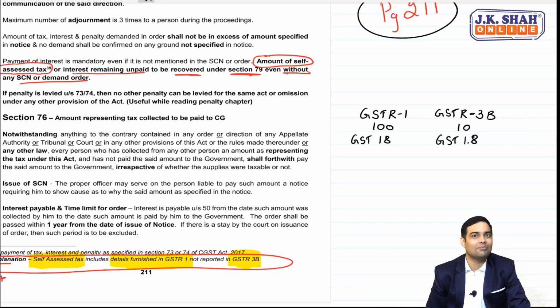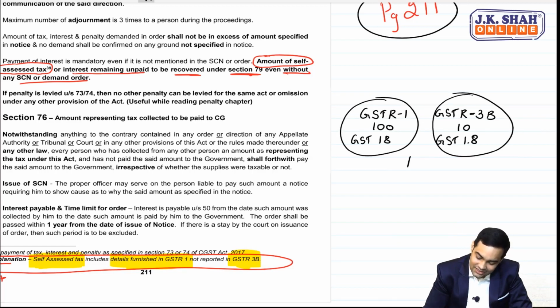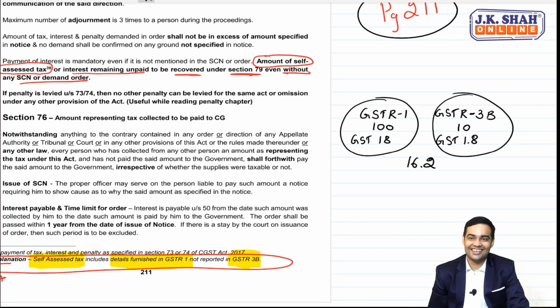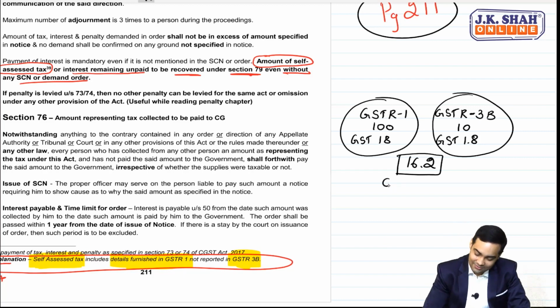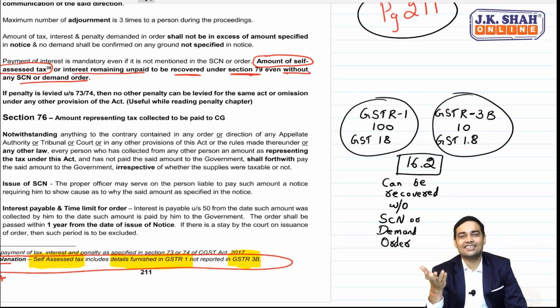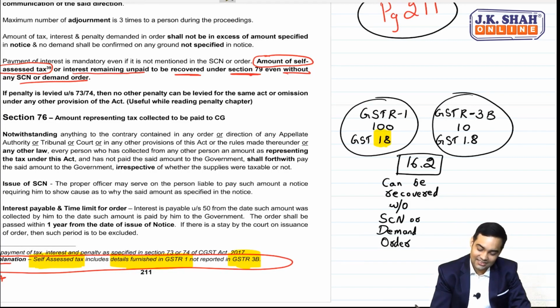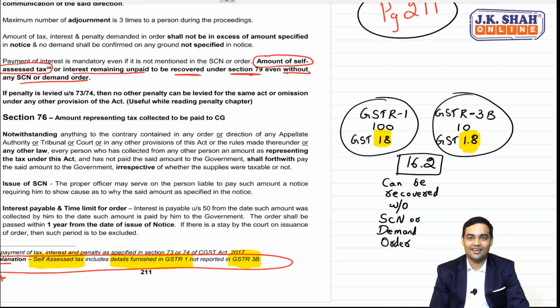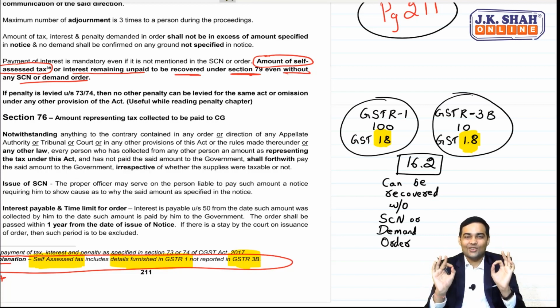Really smart. Now government will come up and recover directly without issuing show cause notice. Can you see? I have short paid tax of 16.2 rupees. In GSTR 1, I reported 100. In GSTR 3B, I paid tax of 1.8. There's a shortfall of 16.2. This 16.2 can be recovered without show cause notice or demand order. Direct recovery can be initiated because government is saying this is nothing but self-assessed tax. You had only said that your tax is 18, then how come you paid 1.8? Now suffer. All this has been done for those who were trying to play smart. Government showed them that they are smarter.